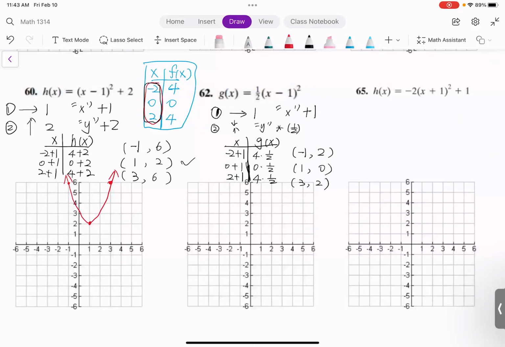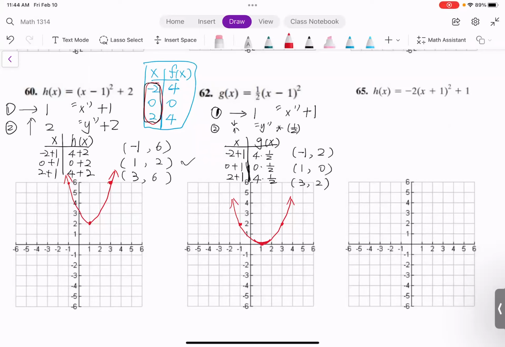And let's plot the new key points on the graph. -1, 2 here, 1, 0. So this time I didn't make a wrong points, and 3, 2. Okay, let's use a smooth curve, line them up. We should have a parabola like this.